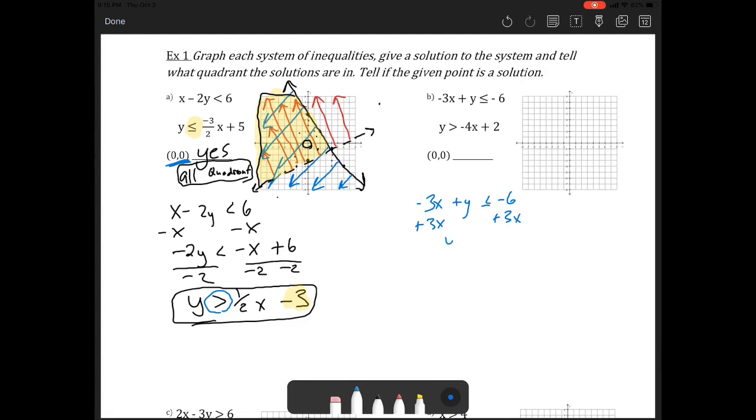So I'm going to add my 3x to both sides, and then I get y is less than or equal to 3x minus 6. Notice, I did not switch my sign that time because I didn't divide by a negative. I just added across. So now I can actually mark this on my graph.